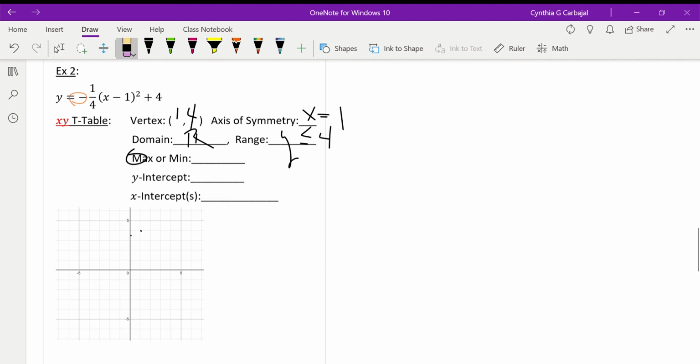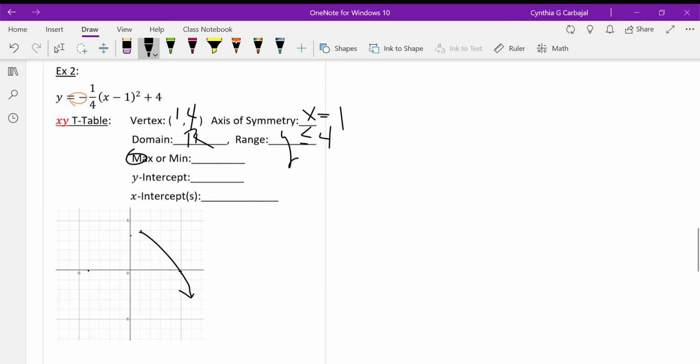I think it's a 5. 5 minus 1 is 4. 4 squared is 16. 16 times 1/4. Yeah, so it's a 5. So we can always check it in the graphing calculator, guys. Okay, so the 5 would make it go to 0 here.